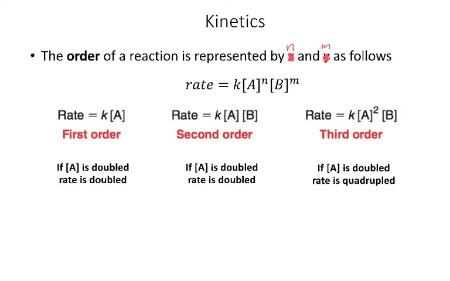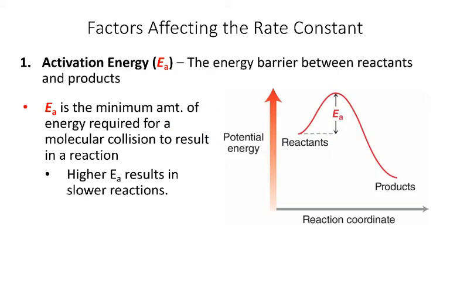But now in this reaction, it's second order with respect to A. So now if A is doubled, the rate is going to increase by 2 squared, and so the rate is going to be quadrupled. As another example, if we tripled the concentration, 3 squared would be 9, and so the rate of the reaction would increase by a factor of 9. In general, if we increase the concentrations of the reactants, we'll speed the reaction up.